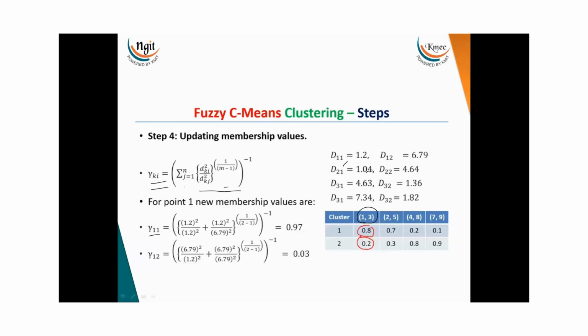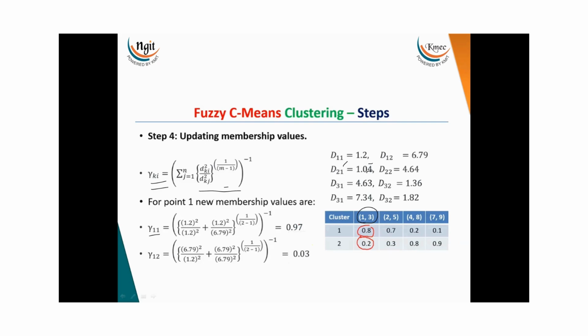So what is my d here? d_ik. i is 1 the first time and k is also 1. So d11 is 1.2, and we keep the value 1.2 whole square, divided by d_kj. Here k is 1 again and j is also 1, and i is constant. So 1.2 square plus the next term. It will be repeated 2 times because we are talking about 2 clusters.